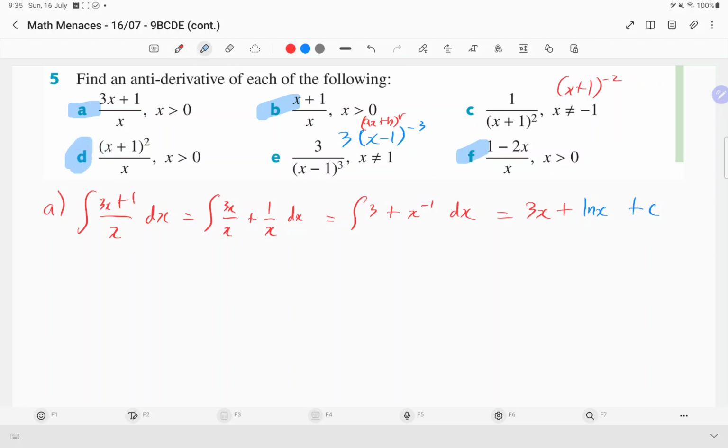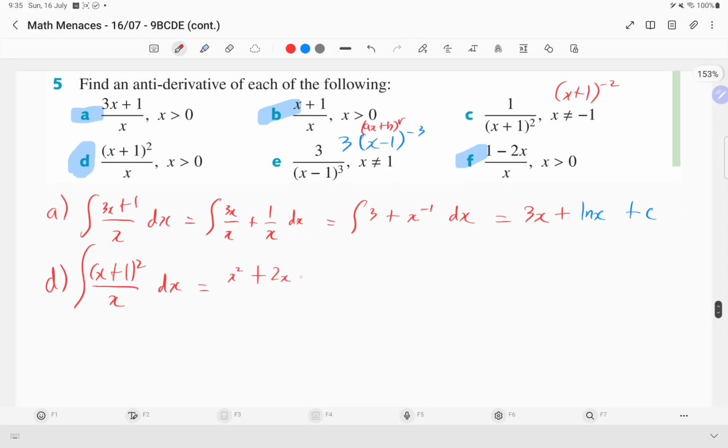But why don't you need to use the new rule, the ax plus b stuff, for D? The answer is that you can't even antiderive this straight away, because this is a function of x divided by a function of x. So you would actually have to expand the brackets. X squared plus 2ab, 2x plus 1.